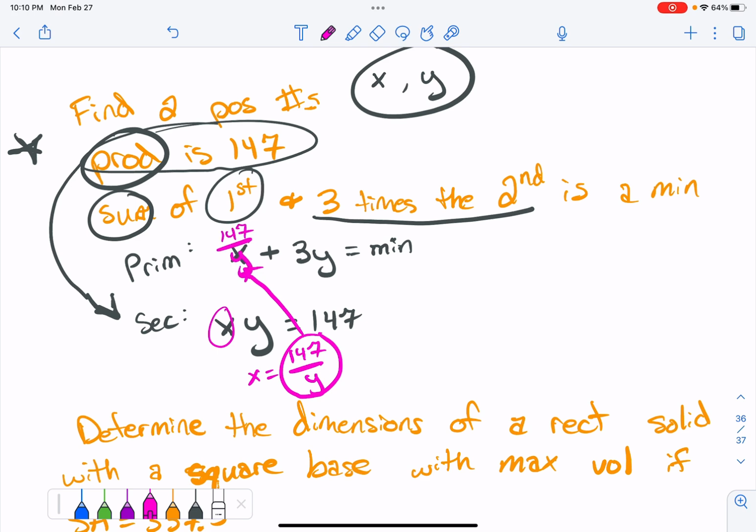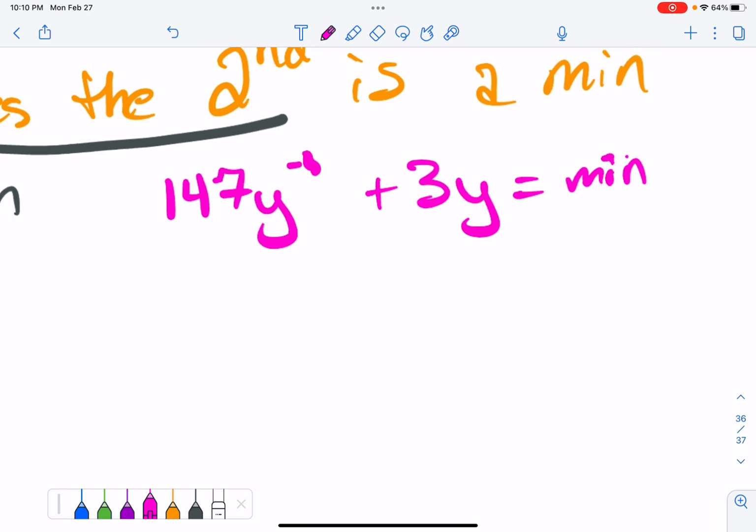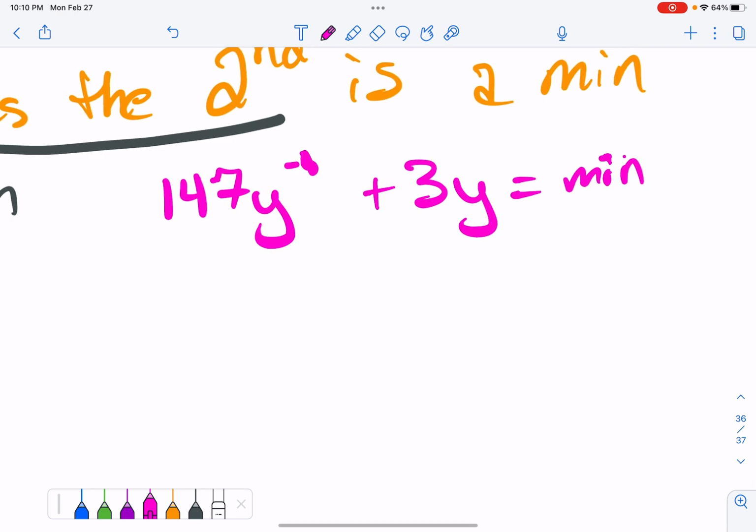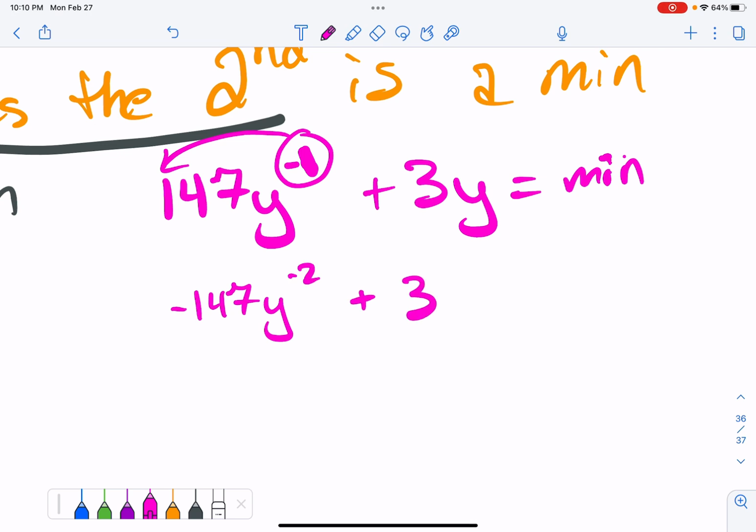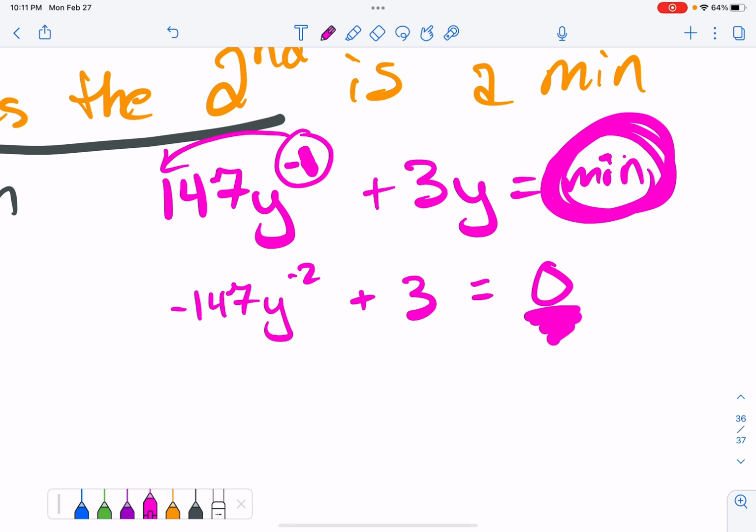Now, before I take the derivative, I'm going to make that instead 147y to the negative first power plus 3y equals a minimum. Okay, and then I'm going to find the derivative. So I moved that y to the top and made it to the negative first power. All right, so let's find the derivative. The negative 1 is going to come down in front. So negative 147, y to the negative 2 power, plus 3, because the y drops off. That's what I'm trying to minimize, and I'm going to set it equal to 0, because when you're trying to find maxes and mins, they're going to have a horizontal tangent line or a derivative that is 0.